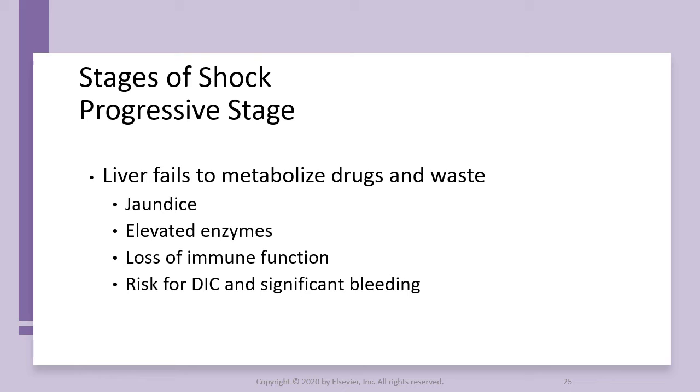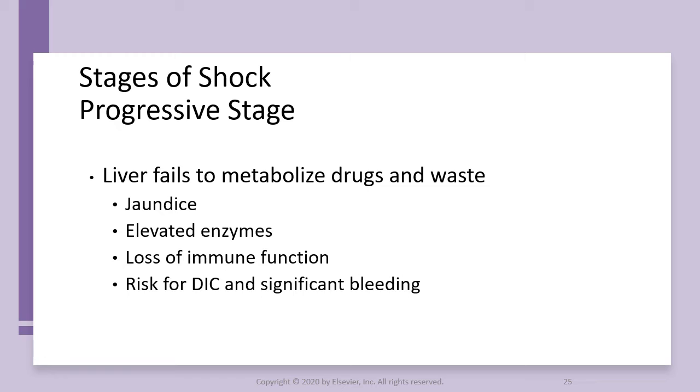The sustained hypoperfusion in the progressive stage of shock greatly affects other organs. The loss of the functional ability of the liver leads to failure of the liver to metabolize drugs and waste products such as lactate and ammonia. Jaundice results from an accumulation of bilirubin. As the liver cells die, liver enzymes increase. The liver loses its ability to function as an immune organ.